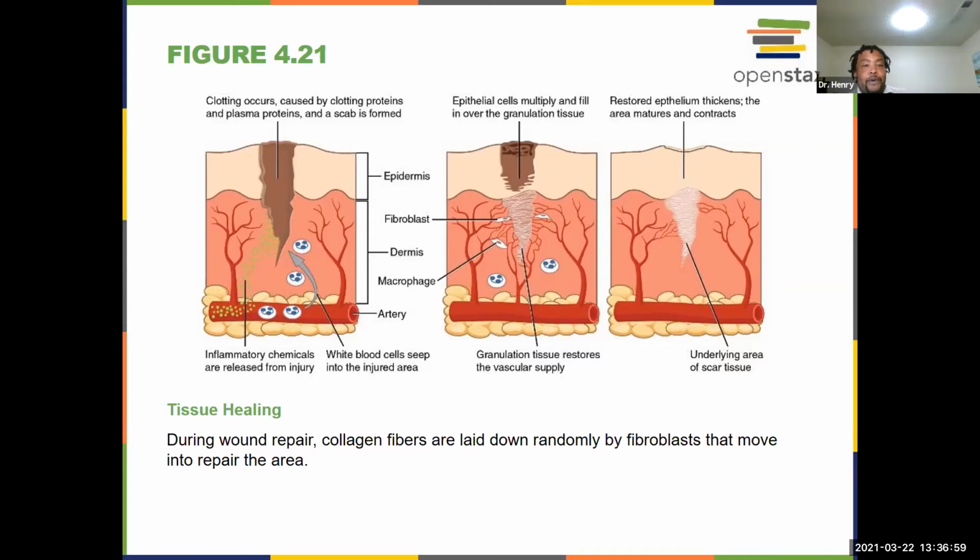So the next part that I want to talk about, and this is a part that we want to pay a little bit closer attention to, is tissue healing. We've talked about the tissues and everything like that. We kind of talked about every one of them. So when you have a cut or a burn or something like that, it requires our skin to heal, right?